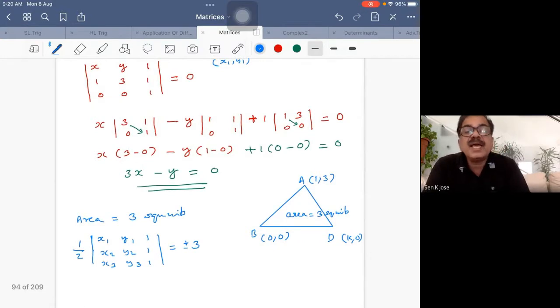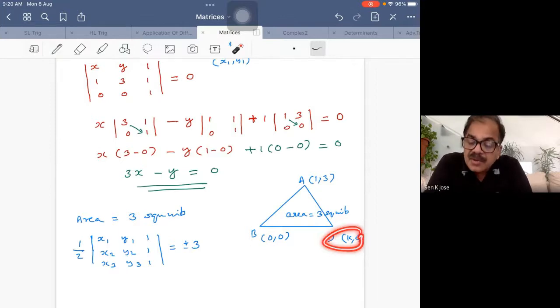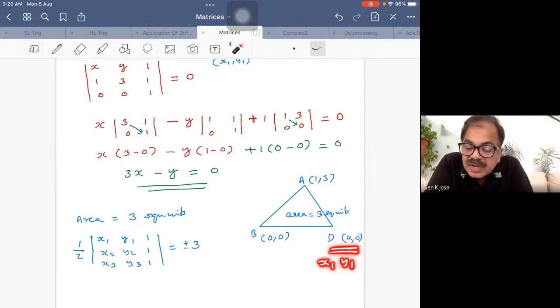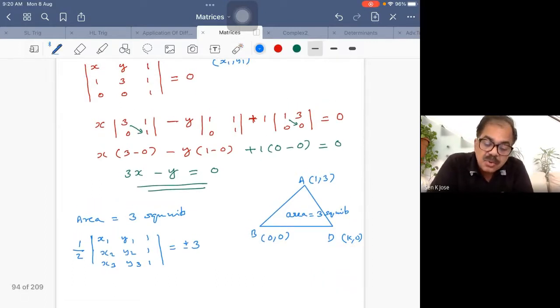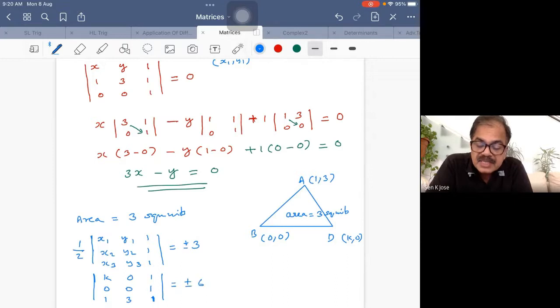So any one point can be x1, y1. The second point is x2, y2. And the third point is x3, y3. But since there is an unknown involved here, which is (k, 0), I want to choose this as my x1, y1. The unknown point I would always like to keep as my first row. So it's determinant, the unknown point, k, 0, and 1. Then in any order you like, 0, 0, and 1, 1, 3, and 1. So I took B as the second point and A as the third point. It's equal to plus or minus 6 now.